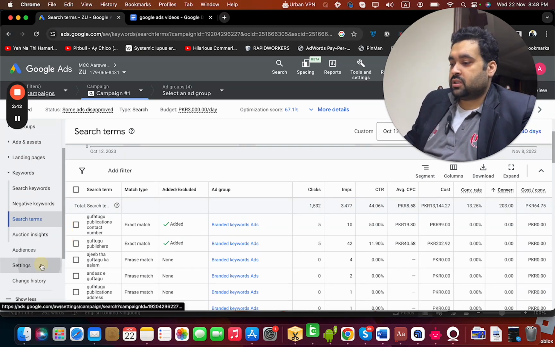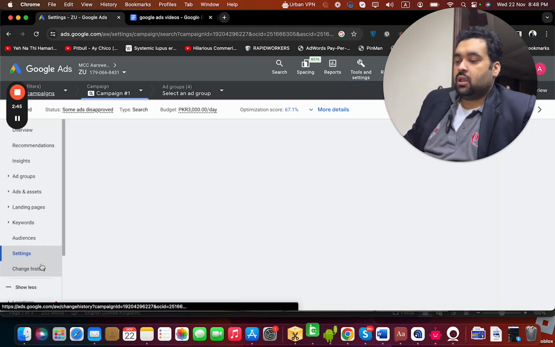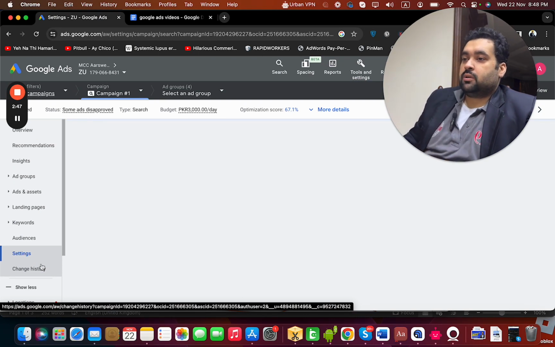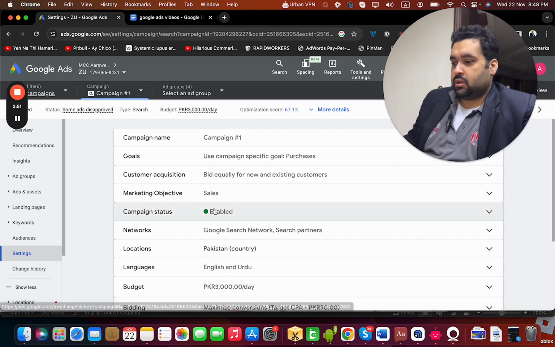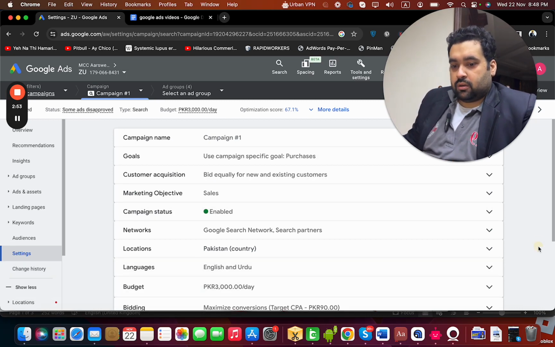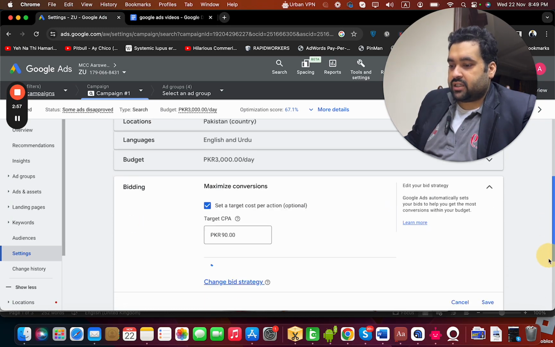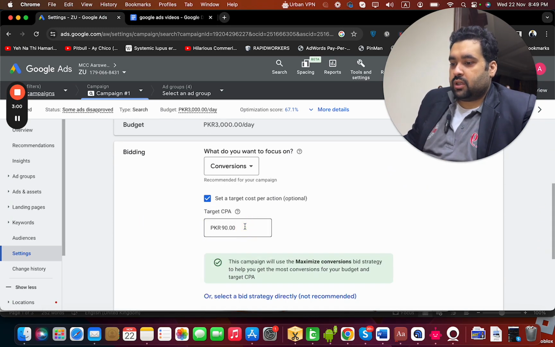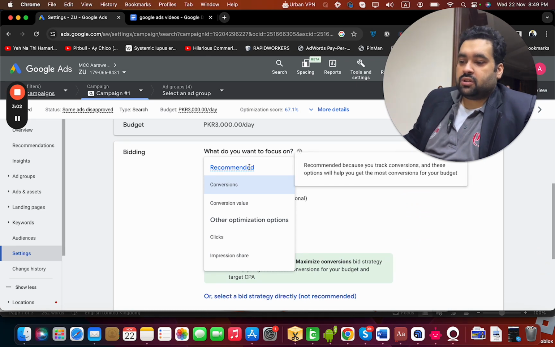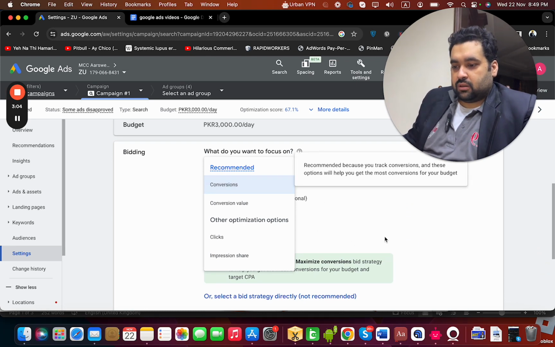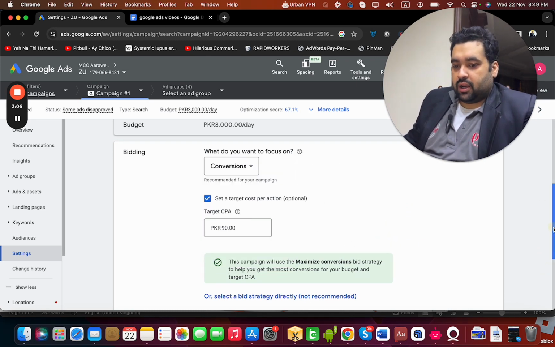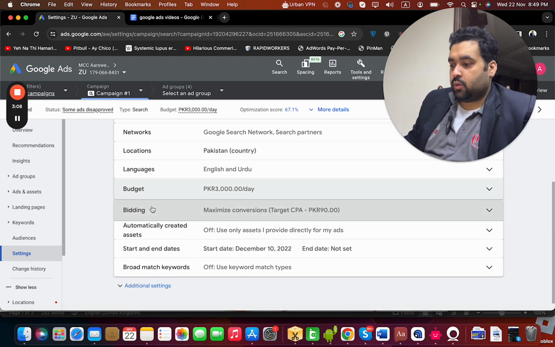But apart from search terms, I recommend you work on other things. For instance, if you look at the settings, I may recommend you try impression share in your bidding strategy. That can also help you. You can do target CPA, which is also very good. You can do max conversions, and impression share is also very good to try, to see what is working well for you.